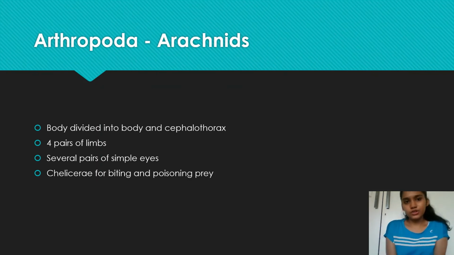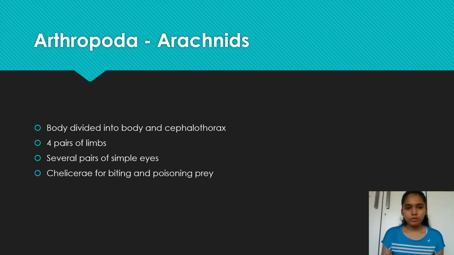Arachnids. So we have arachnids, which are spiders. An example is spider. So you have the body divided into a body and a cephalothorax. You mention this, you get your mark. I've not really seen it in the answer keys. They usually write body divided into 2 segments.